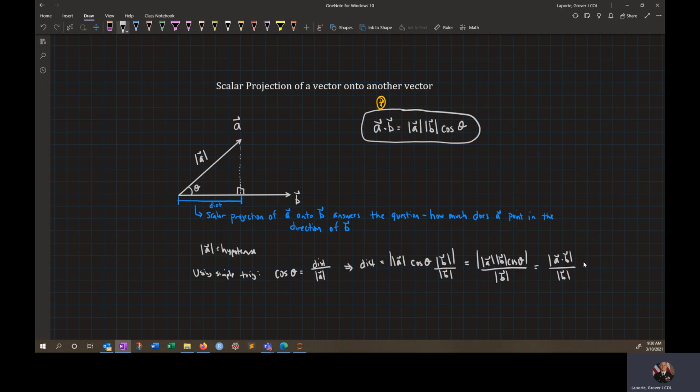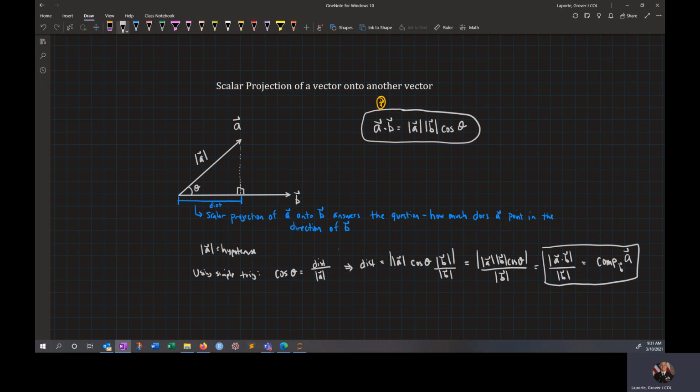It's not that difficult. If you look in the book, I think it calls it the component, and this is what I'll do here in a few minutes: the component of A in the direction of B. So we'll use this formula a lot in the next couple of minutes.